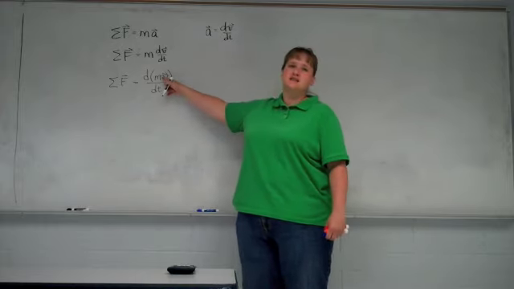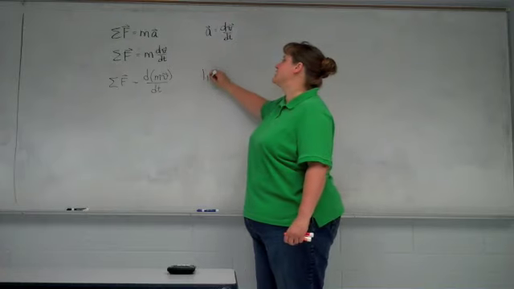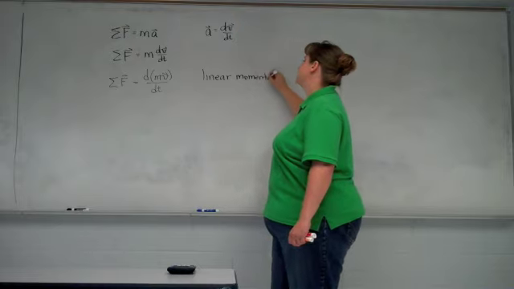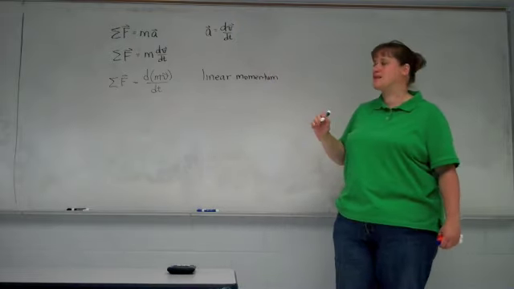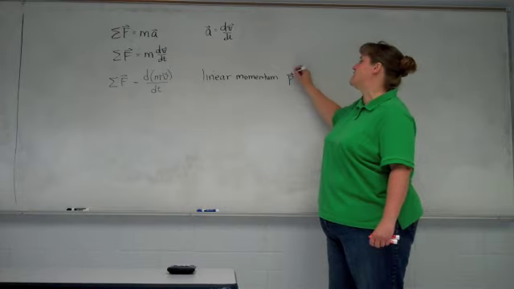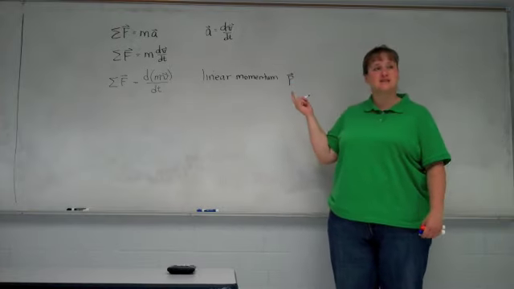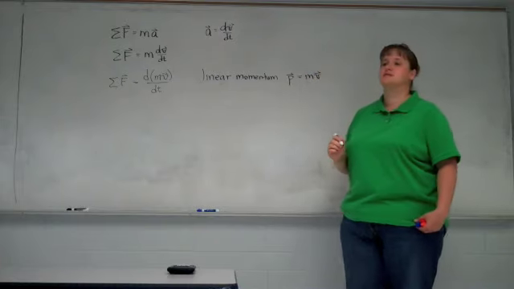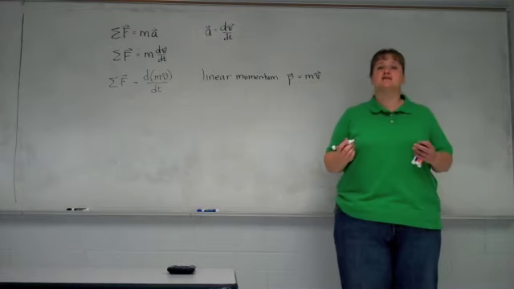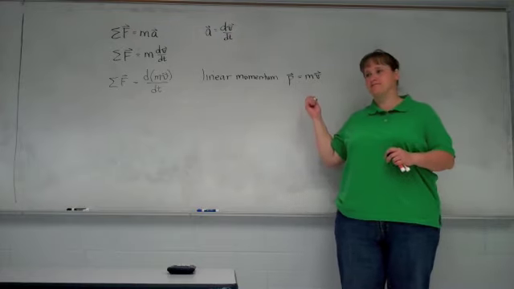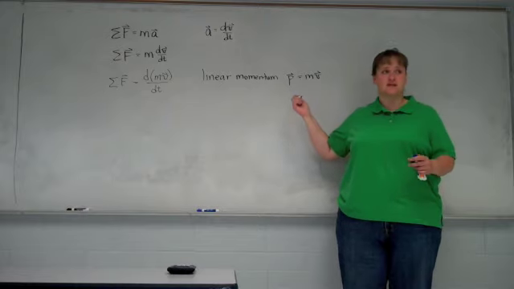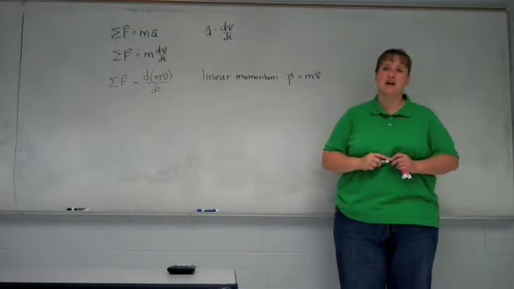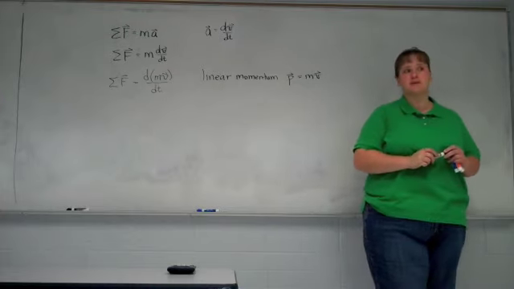This quantity, mv, is called the linear momentum of our object. The symbol we use to represent linear momentum is a lowercase p. It is a vector because velocity is a vector. Momentum is equal to mass times velocity. That means an object at rest has no momentum. If v is 0, momentum is 0. But an object moving will have momentum. How fast it's moving and how massive it is will determine how much momentum it has. Okay?